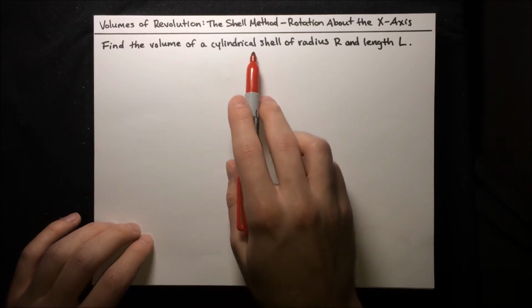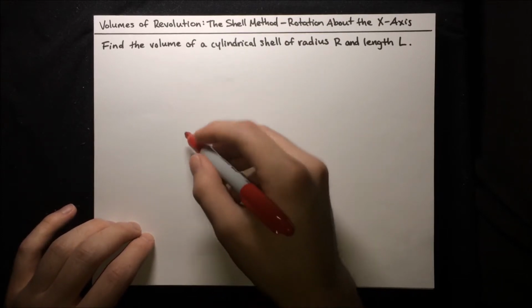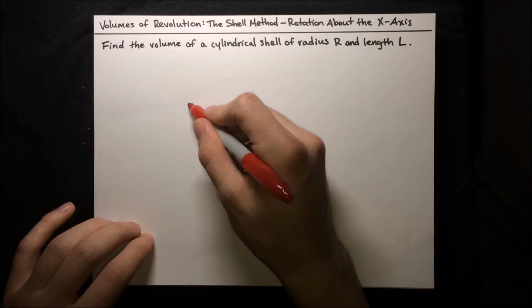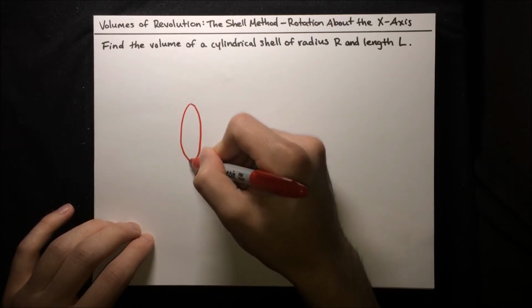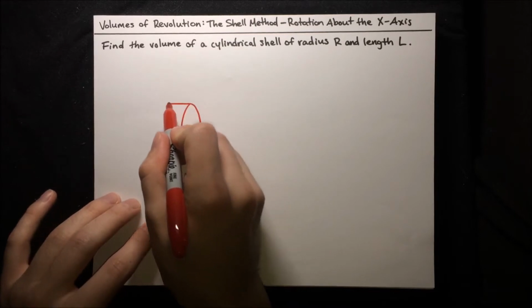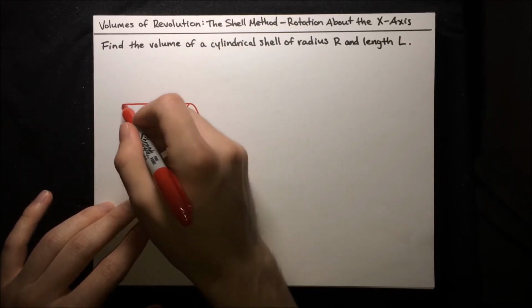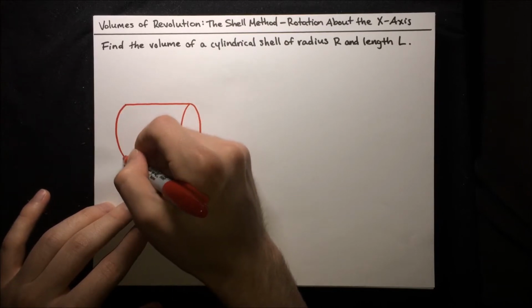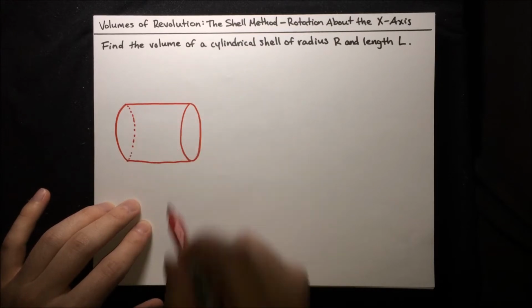What does a cylindrical shell look like? Well, it's cylindrical, which probably tells you that it just looks like a cylinder. And this is most of the idea. So let's draw a cylinder. We'll make it a horizontal cylinder because that's what we'll be using for rotations about the x-axis. Okay, so here is a horizontal cylinder.